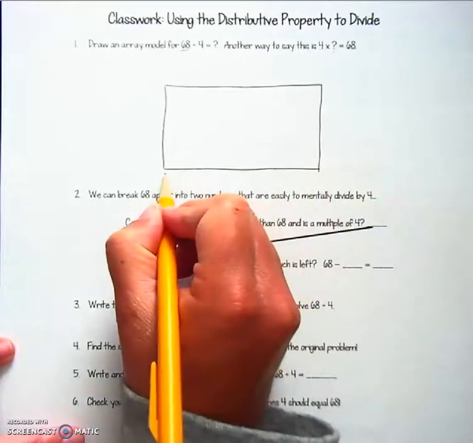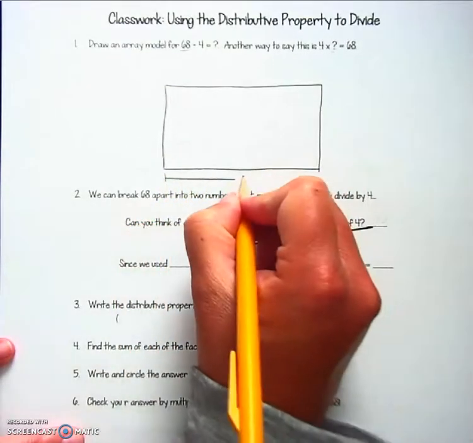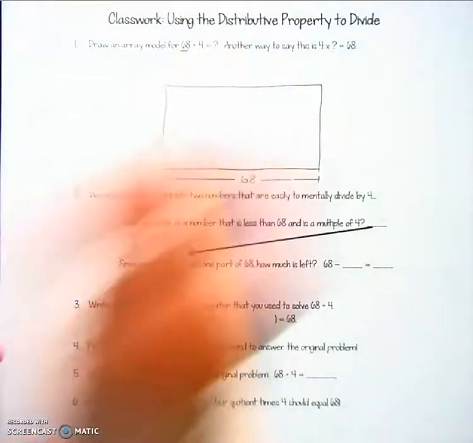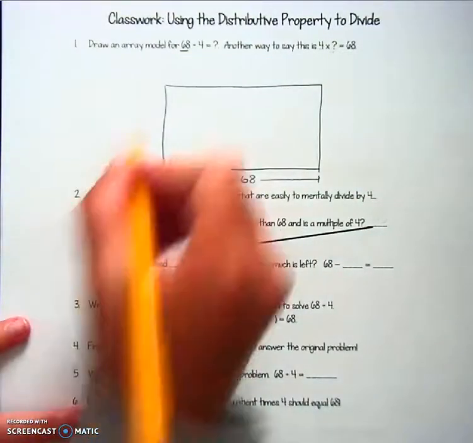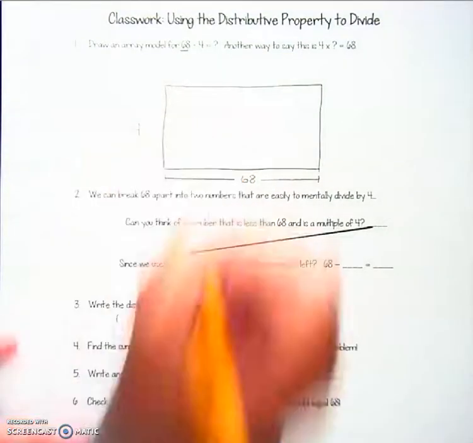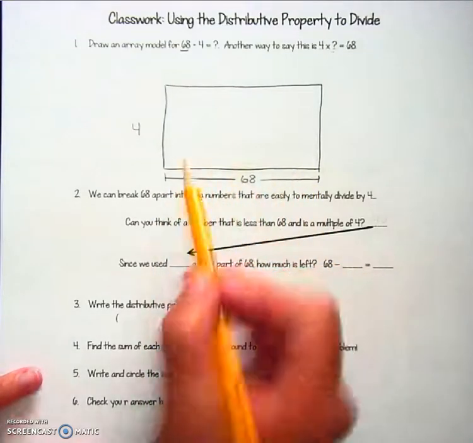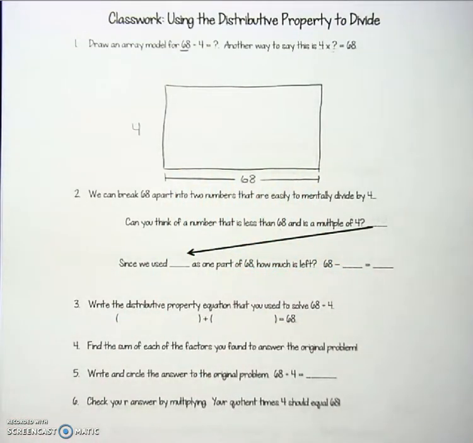Now I know that this rectangle is made up of 68 pieces. I get that because that's my dividend right at the top. And I know that if I were to make this into a grid, it would be made up of 4 rows. That's what my divisor tells me. So now I want to break this up into pieces that I can easily divide by 4 using mental math.